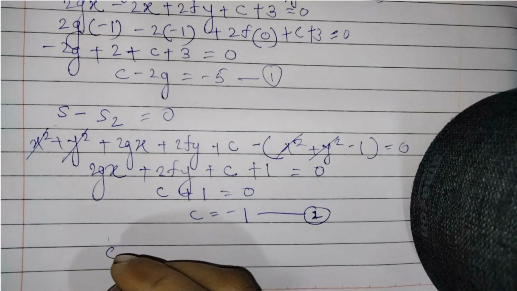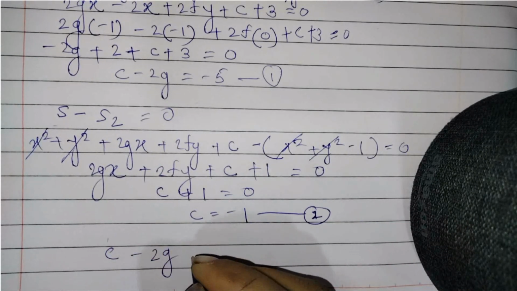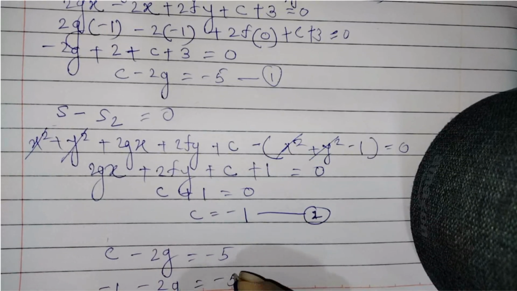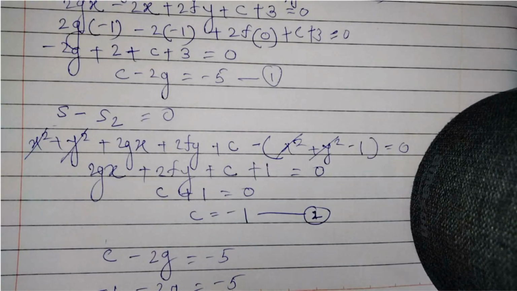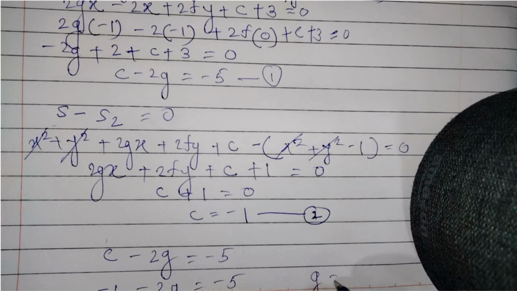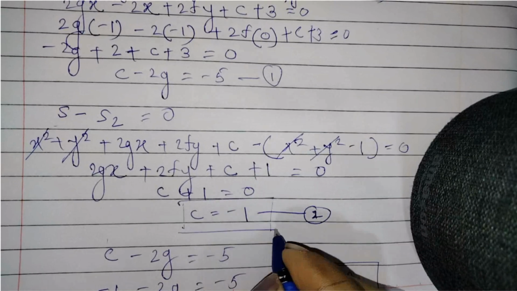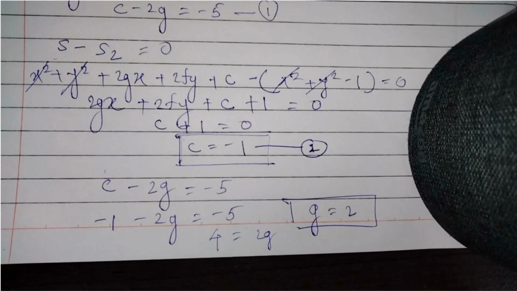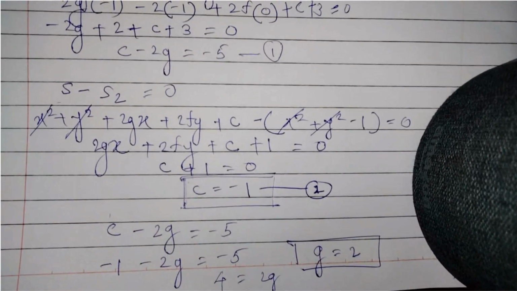Now we can substitute this in our first equation and find the value of g as well. That will be c minus 2g is equal to minus 5. So this is minus 1 minus 2g is equal to minus 5. So bring 5 this side, 5 minus 1, 4 is equal to 2g. g is equal to 2. Okay, so we got c is equal to minus 1 and g is equal to 2. Alright, now let us similarly find for the common chord of the big circle and S3.